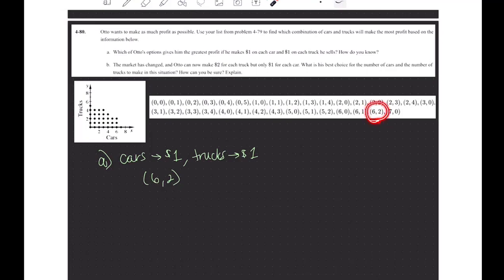Yep. My bad. So if it's $1 a piece, ultimately we're just looking to find where we're making the most, right? Because it's $1 for each. So we're just adding our cars and our trucks together until we find which one gives us the greatest value, and that's 6 and 2, right? It's going to give us a profit of how much money? $8. Yep. $8.